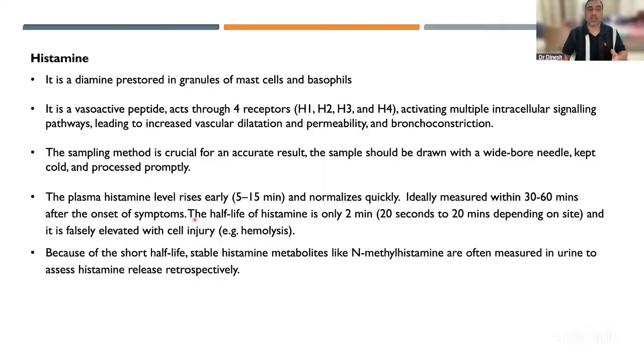Now, certain studies may show 20 seconds to 20 minutes, depending on the site of action where they have tested it, and it is falsely elevated in cell injury, for example in hemolysis. Now, because of this short half-life, stable histamine metabolites like N-methylhistamine are often measured in urine to assess the histamine release retrospectively. This is again for aiding the diagnosis later.